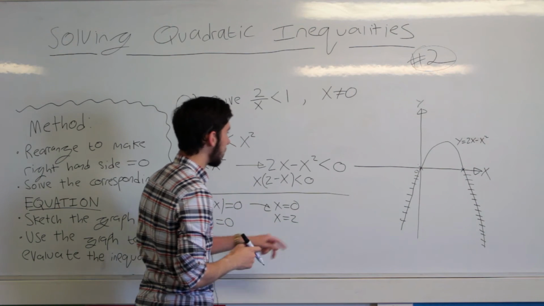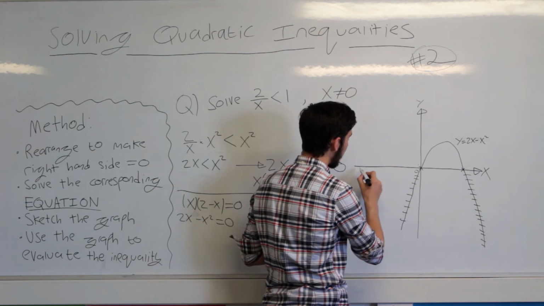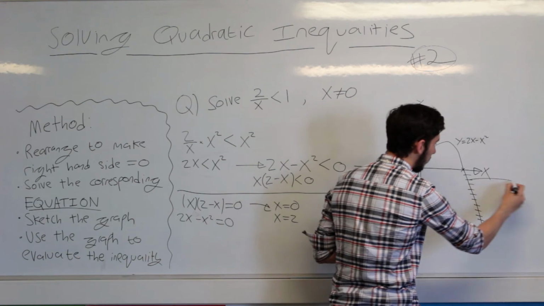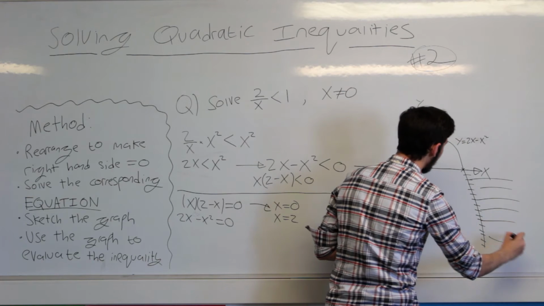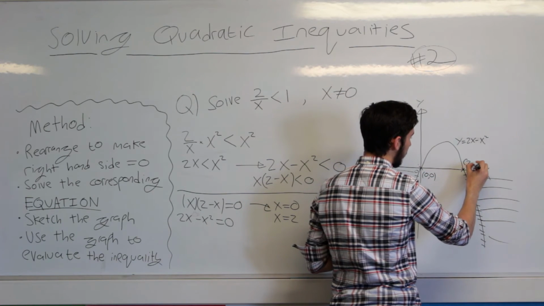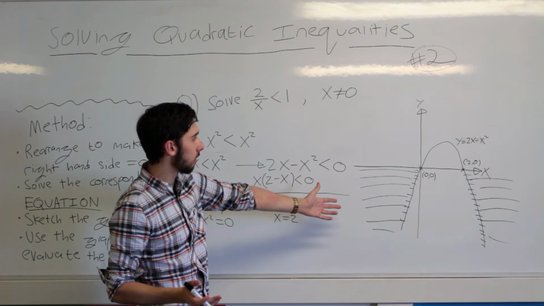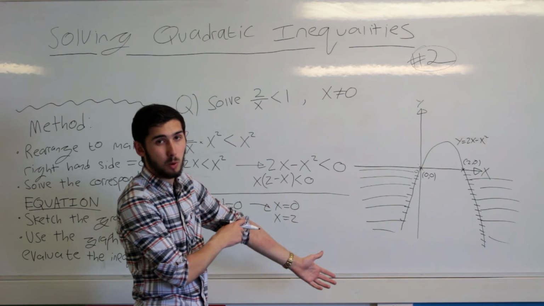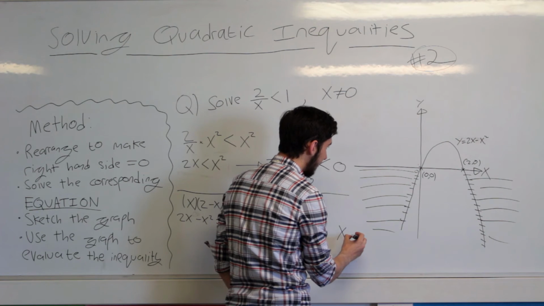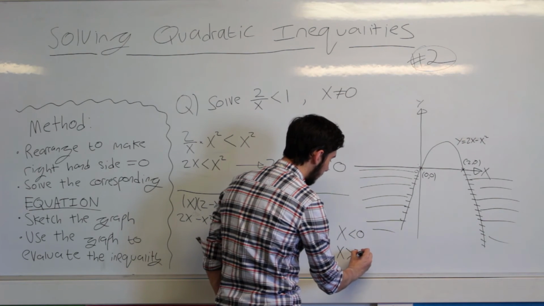So x is 0, x is 2. We want when it's less than 0, which is this part of the graph. It's all of this region, all of this, and all of this. This is the point 0, 0. This is the point 2, 0. So guys, what's the region where y is less than 0? Well, it's when either x is smaller than 0 or when x is greater than 2.